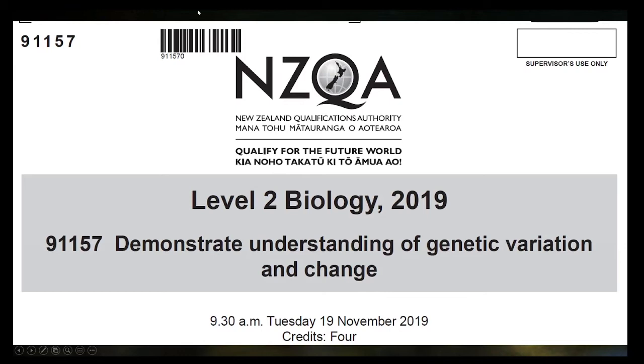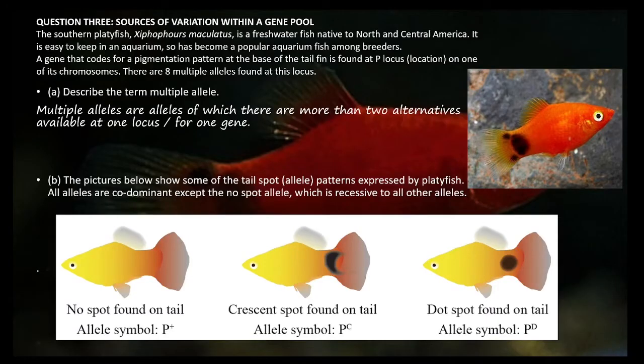Okay, so level 2 Maya 2019, question 3. So these are the little platies I told you about. You can see this is a male because they have quite a different little fin compared to the females, because he uses that fin to guide the sperm into the female's body, which is really cool. He swims backwards while he's doing that. You can tell I like these fish. Sorry. The southern platy fish, Xiphophorus.